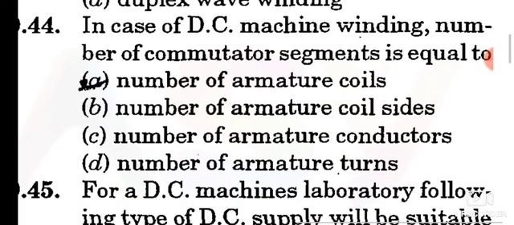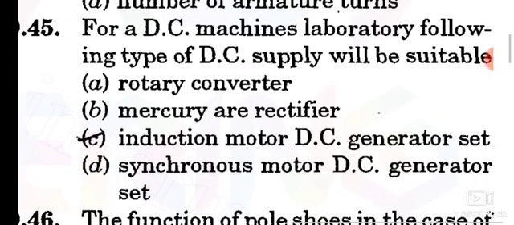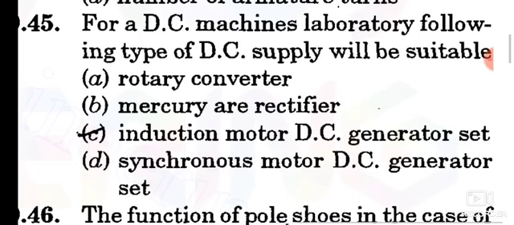Question number 44. In case of DC machine winding, number of commutator segments is equal to option A, number of armature coils. Question number 45. For a DC machines laboratory, the following type of DC supply will be suitable: option C, induction motor, DC generator set.